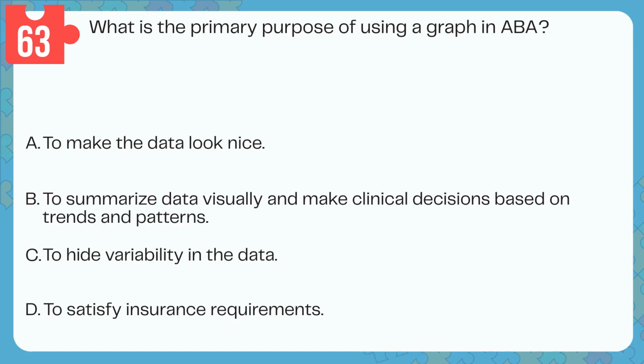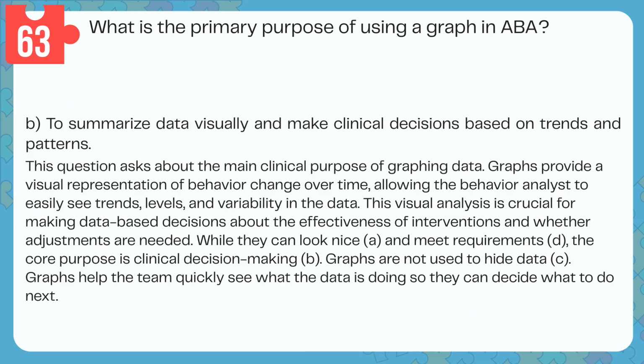Question 63. What is the primary purpose of using a graph in ABA? A. To make the data look nice. B. To summarize data visually and make clinical decisions based on trends and patterns. C. To hide variability in the data. D. To satisfy insurance requirements. Answer. B. To summarize data visually and make clinical decisions based on trends and patterns.